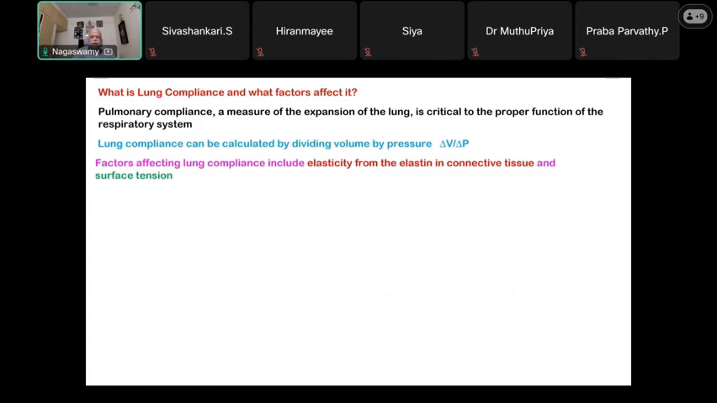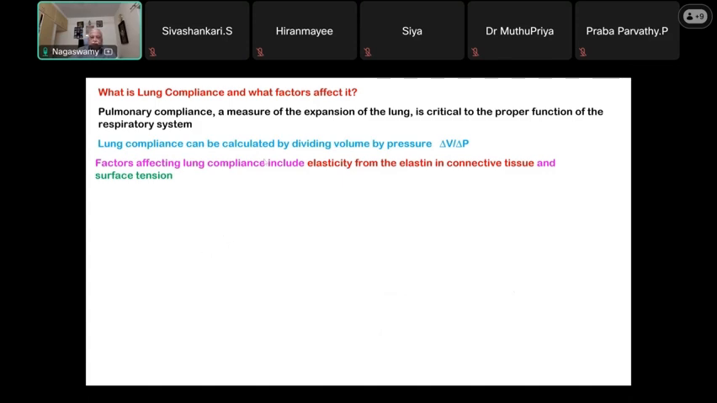The thorax is made up of your ribs and your muscles, so they should also become compliant. Whenever you want to inflate the alveoli within the thoracic cage, the chest wall also should expand so that the alveoli can expand nicely inside. So both the things have to be compliant.